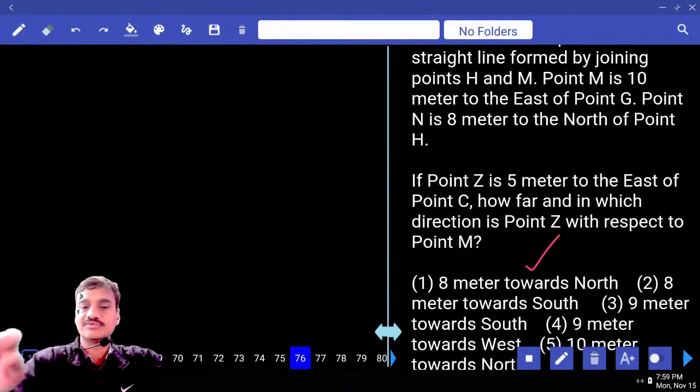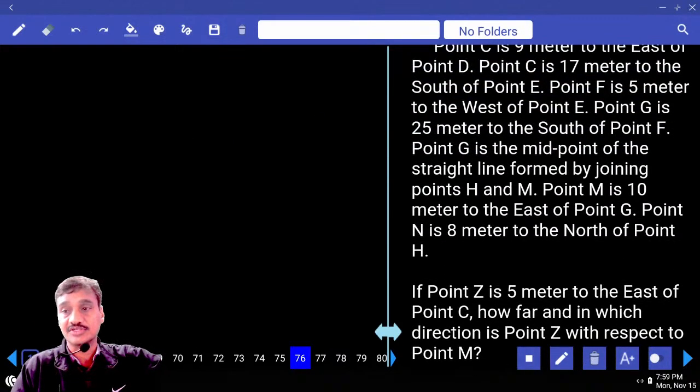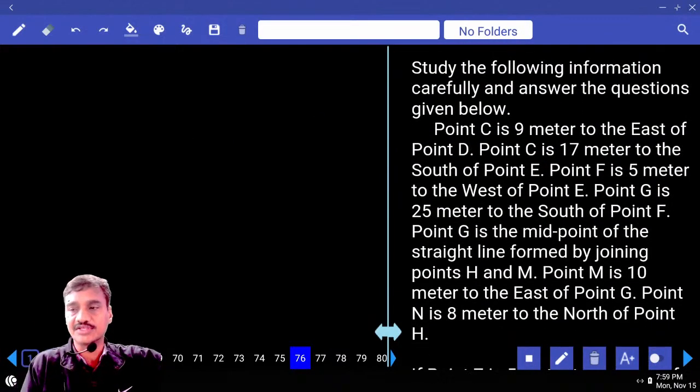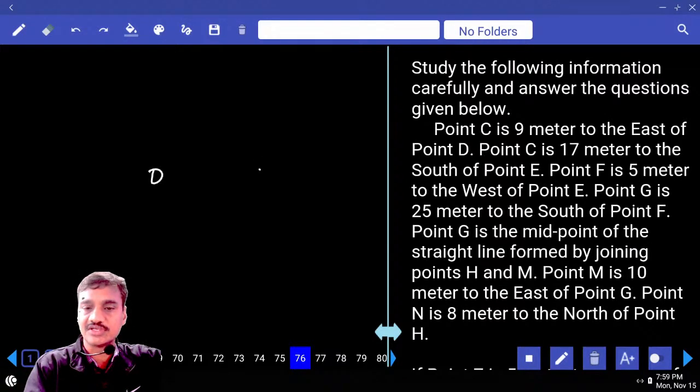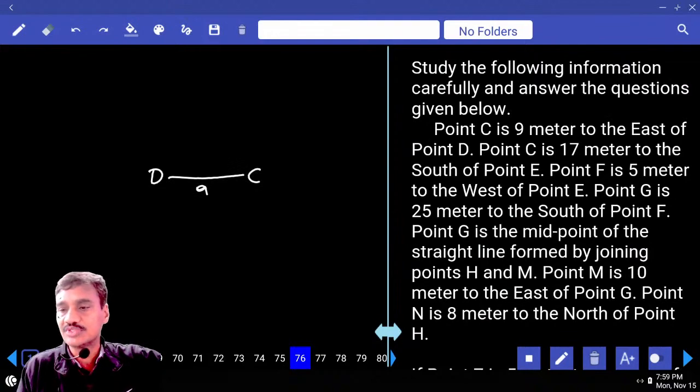Then 76 onwards, it is based on directions. Now C is 9 meters to the east of D. D is here and C is here. What is the distance between these two? 9 meters. C is 9 meters to the east of D.